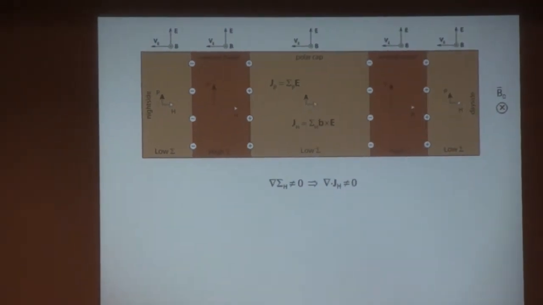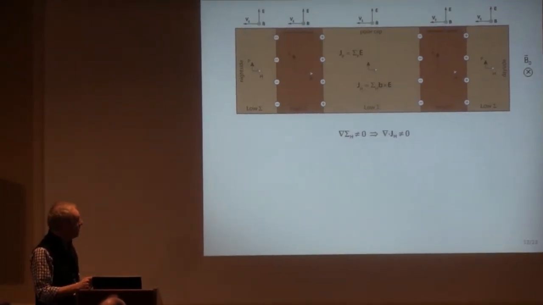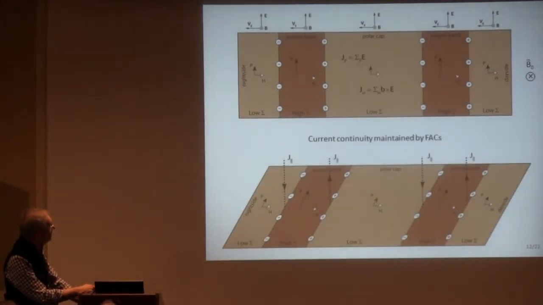And of course that can't persist. Charge will build up and something is going to happen afterwards. There are 2 ways to relieve that situation. One is to just divert that excess Hall current into a field line current, and that solves the problem. No longer a divergence. That's one way to do it.